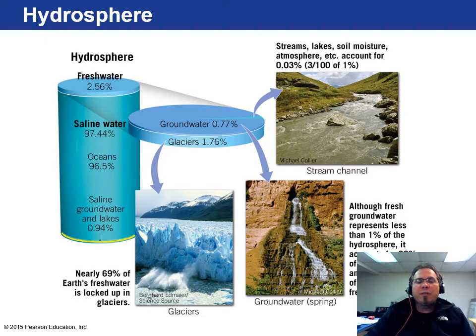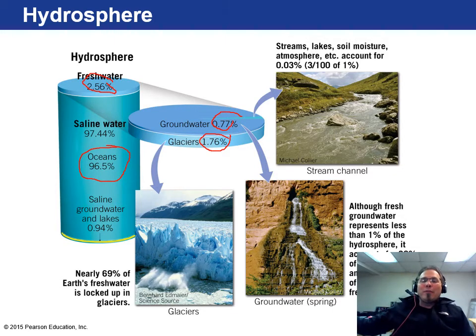So here's an image showing you sort of the breakdown of where the water is found on Earth. And you can see the oceans are made up of 96.5% of all of the water on Earth currently. And 97.44% of all of the water on Earth is salt water. So there's other water in addition to what's in the ocean that's salty. All right. So that leaves a whole 2.56% of fresh water left. And of that 2.56, 1.76 of that is locked up in glaciers, leaving only 0.77% for groundwater and even less for surface water.